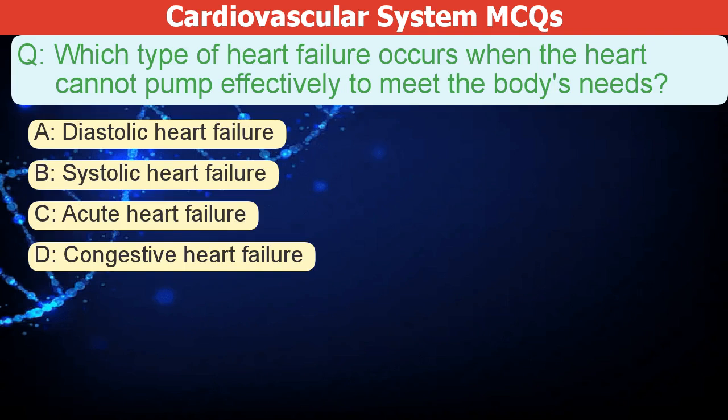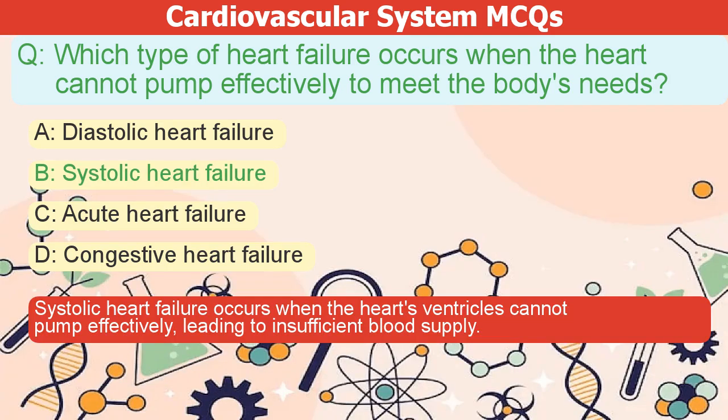Which type of heart failure occurs when the heart cannot pump effectively to meet the body's needs? A. Diastolic heart failure. B. Systolic heart failure. C. Acute heart failure. D. Congestive heart failure. The correct answer is B. Systolic heart failure occurs when the heart's ventricles cannot pump effectively, leading to insufficient blood supply.